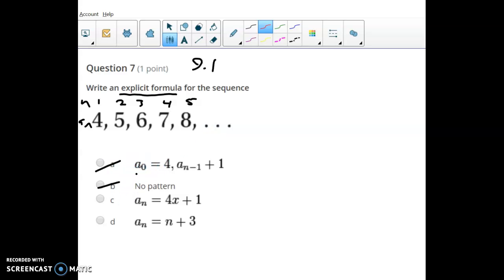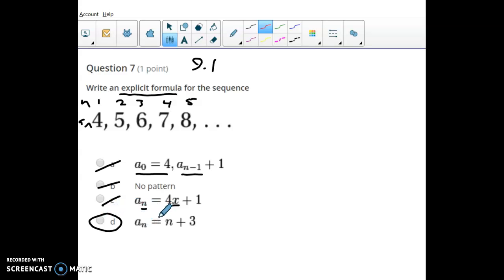This is a recursive where you have a sub 0 and then you use a sub n to get the next term. And then actually you could already figure it out here from 2 for C, it can't be right either because this n and x need to match. So the fact that they don't match means that one is out, giving us only D.